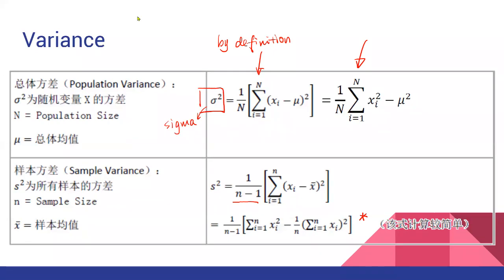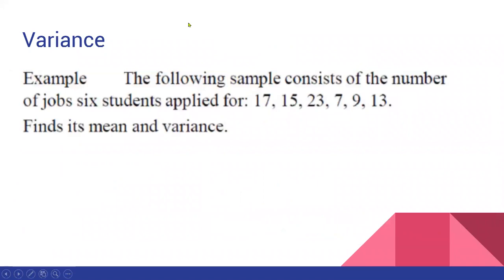All right, have you finished? Let's have a look at an example. The following sample consists of the number of jobs 6 students applied for: 17, 15, 23, 7, 9, and 13. Find its mean and variance. Okay, first of all, these are sample data, right? So pay attention. The formula to calculate sample data is different from the population.